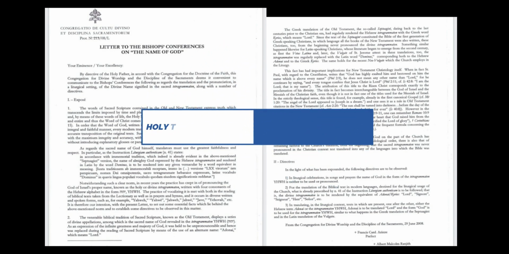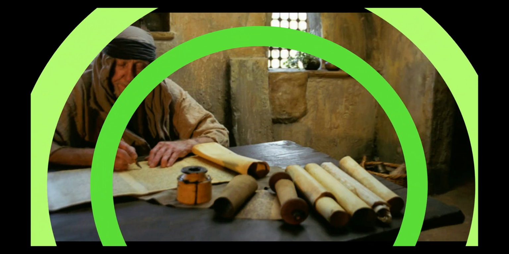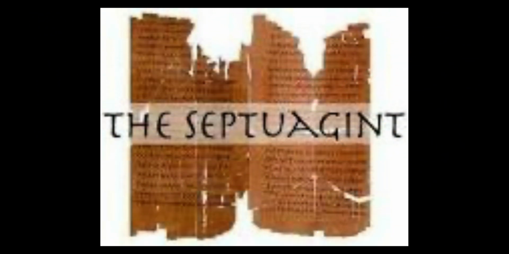So when speaking on the Holy Tetragrammaton, the letter, which again is directed by the Pope and the Congregation of the Doctrine of Faith, reveals a startling fact when it states, "As an expression of the infinite greatness and majesty of God, it was held to be unpronounceable and hence was replaced during the reading of sacred scripture by means of the use of an alternate name, Adonai, which means Lord." So here, the congregation outlined a fact that was practiced by the translators of the oldest version of the Old Testament, known as the Septuagint, when it states in the next paragraph, "The Greek translation of the Old Testament, the so-called Septuagint, dating back to the last centuries prior to the Christian era, had regularly rendered the Hebrew Tetragrammaton with the Greek word Kyrios, which means Lord."